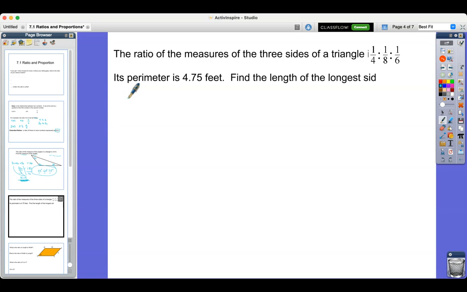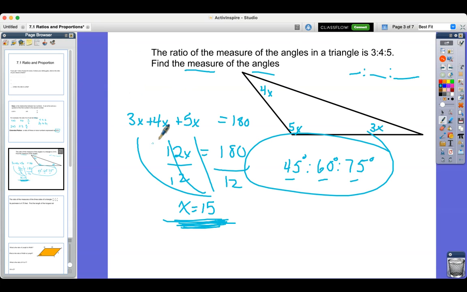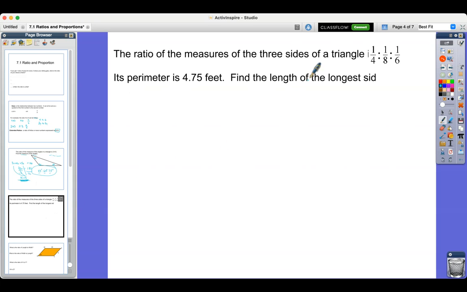Now, to me, what I'm doing is still the same idea. There's still a value of x, with all these reduced to this amount. So it's saying the ratio measure of the three sides of a triangle is 1.75 feet. Find the length of the longest side right there.